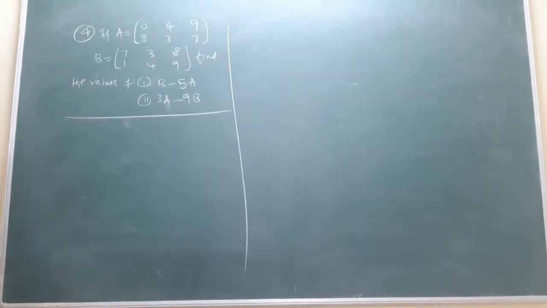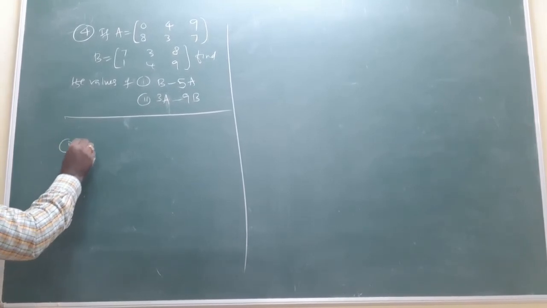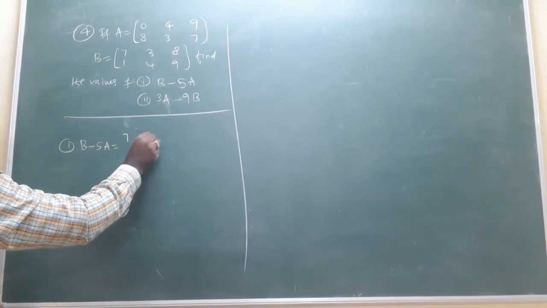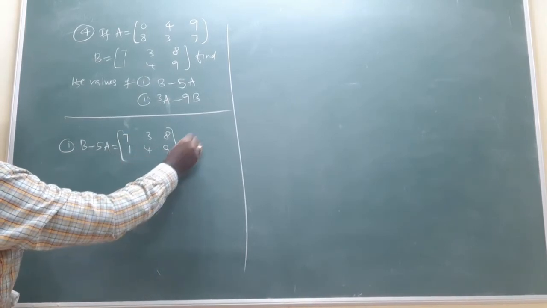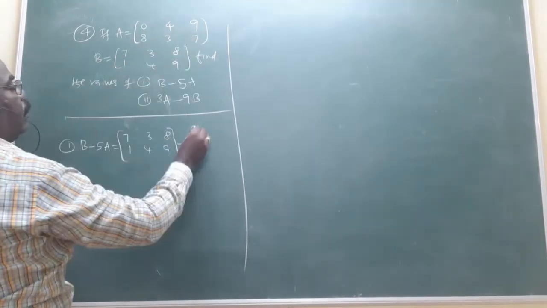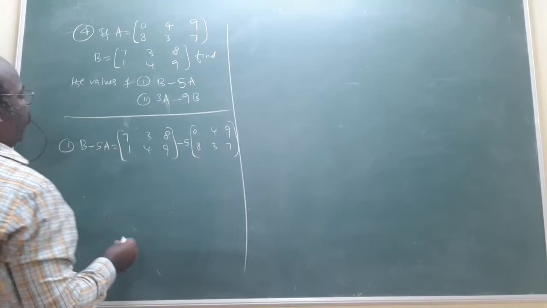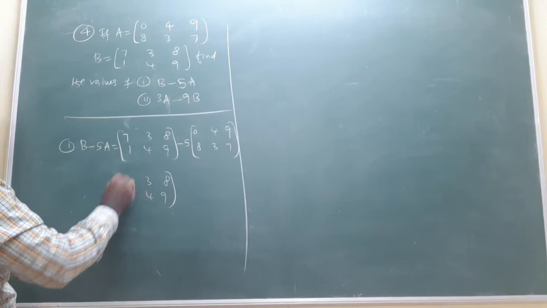That is the answer. Now the fourth question: the A matrix is given, the B matrix is given. Find the values of B minus 5A, first subdivision, and 3A minus 7B, second subdivision. What is the first subdivision? B minus 5A. B is 7, 3, 8, 1, 4, 9, minus 5 into A, which is 0, 4, 9, 8, 3, 7. Am I right? Equal again 7, 3, 8, 1, 4, 9. First one is no change.